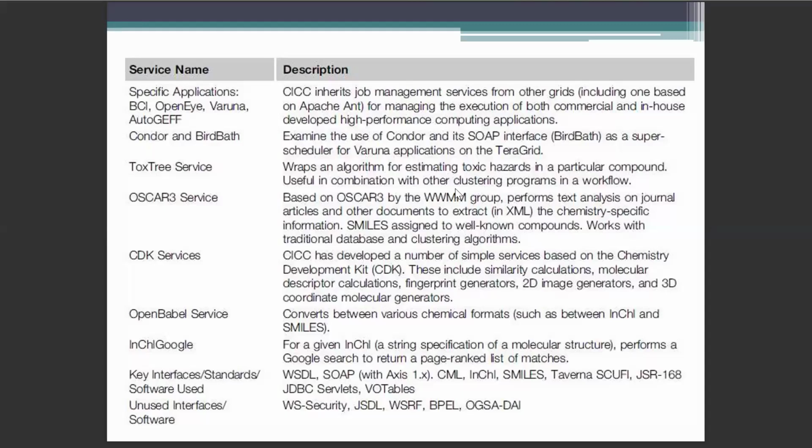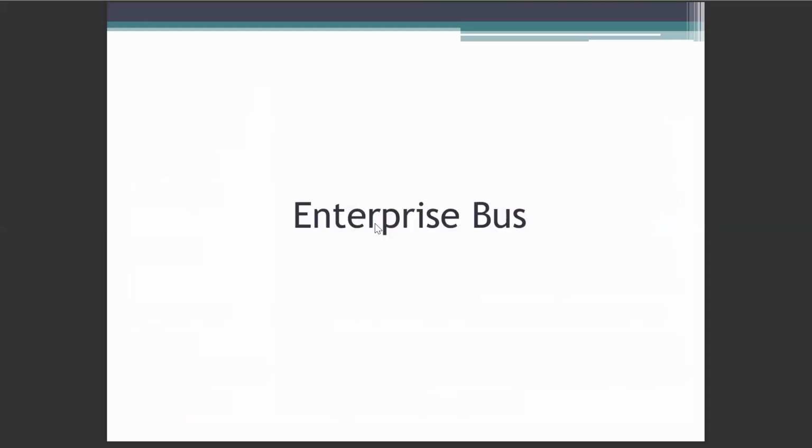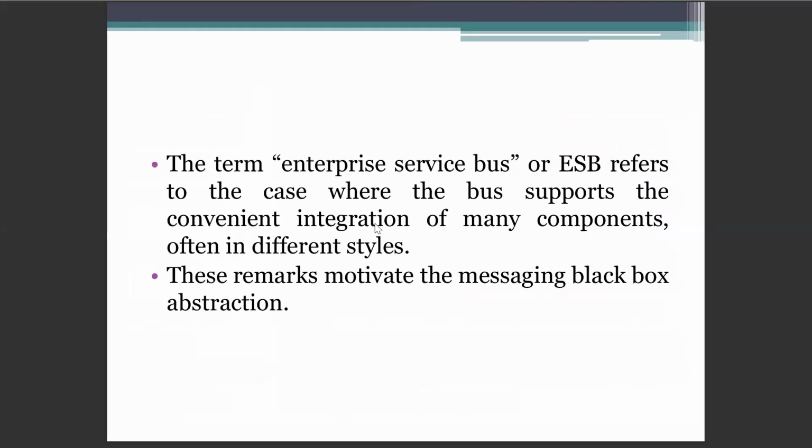So the client has to request the service by specifying its name, and from the description he will get what things it has been processing here. Along with this one, we have another one, which is an enterprise bus. How it is achieving this enterprise bus, we need to see.